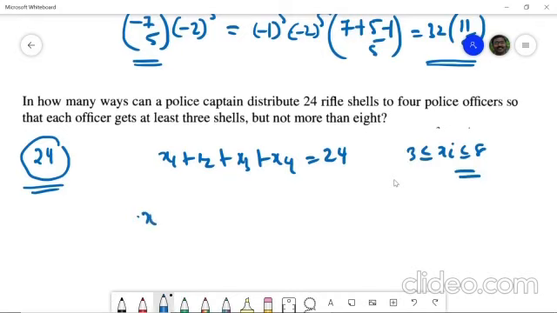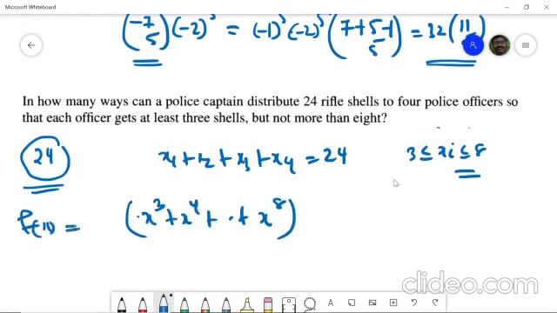So at least 3 should be there. So one police officer should have x cube plus x raised to 4 plus etc. plus he can get up to 8. Okay, the second police officer also can have the same generating function. So in effect, when you take into account all the police officers, this is the generating function of the sequence. Now in order to solve this problem, we are asking how many ways 24 rifle shells can be distributed. So you have to look at the coefficient of x raised to 24 from this product.